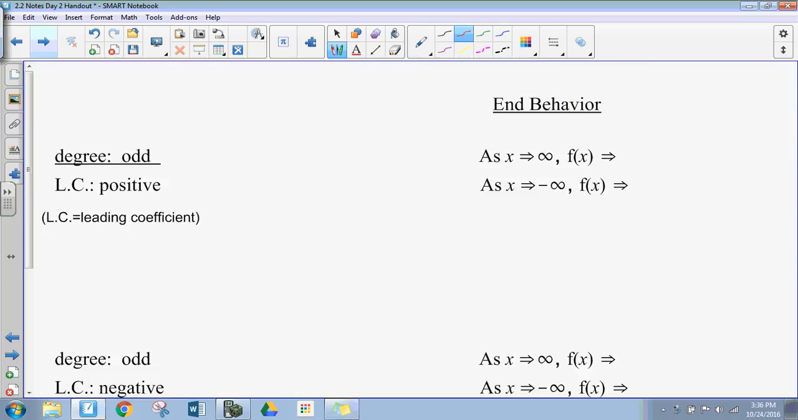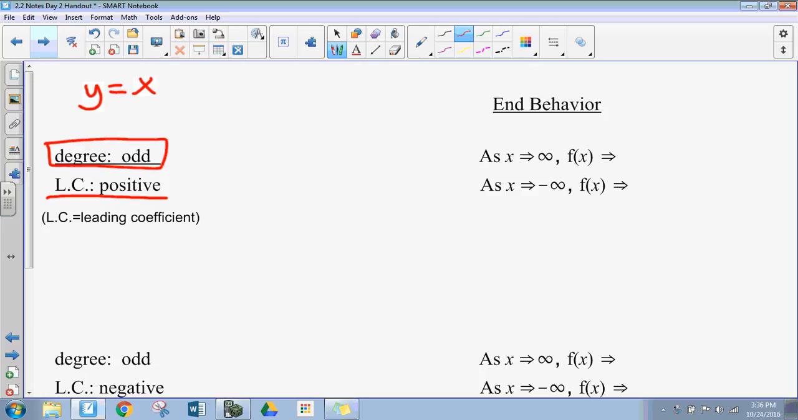Okay, end behavior. The first case we're going to look at is when the degree is odd. Think about polynomial functions with an odd degree, meaning the degree is 1, 3, 5. The function you recognize right now would be y equals x. The degree of that one is 1, and the leading coefficient is positive. So y equals x has a positive leading coefficient.